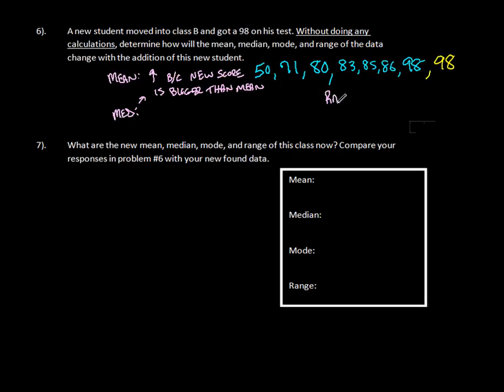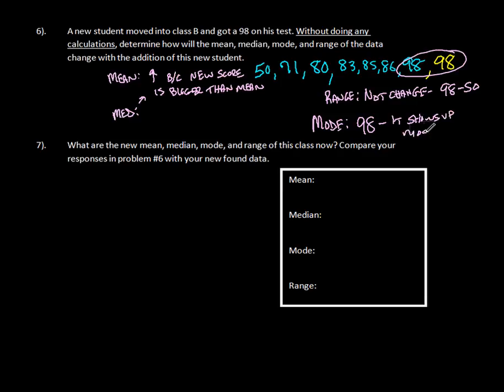Now the range. Range is high minus low. My highest number did not change. So my range will not change in this case because it's still 98 minus 50. The highest number did not change. And then the last one, we needed to do mode. We didn't have a mode to begin with. Well, now I have two guys that are the same. So 98, because it now shows up most often now. That's all you have to say.